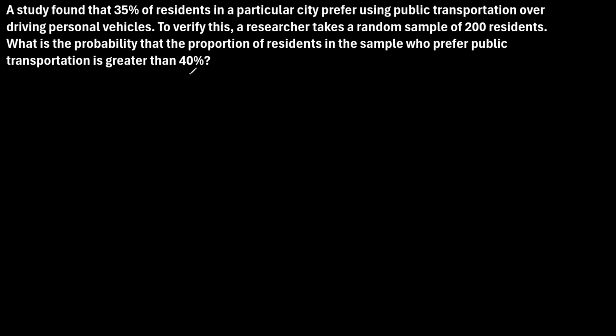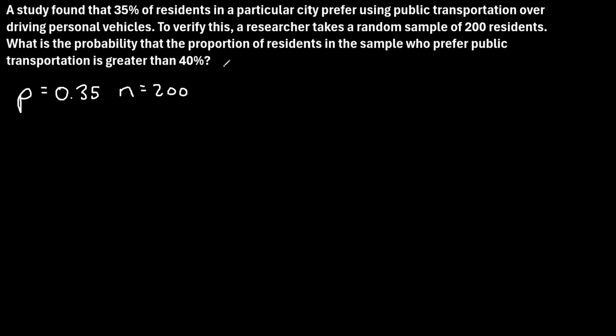So before we answer this question, let's first just write down all the numbers that we're given. The first number is that the population proportion of the residents who prefer public transportation is 35%. So we can denote that as P, the population proportion, equal to 0.35 as a decimal. Then we're also told we're going to take a random sample of 200 residents, so that value is N, the sample size, which is 200.